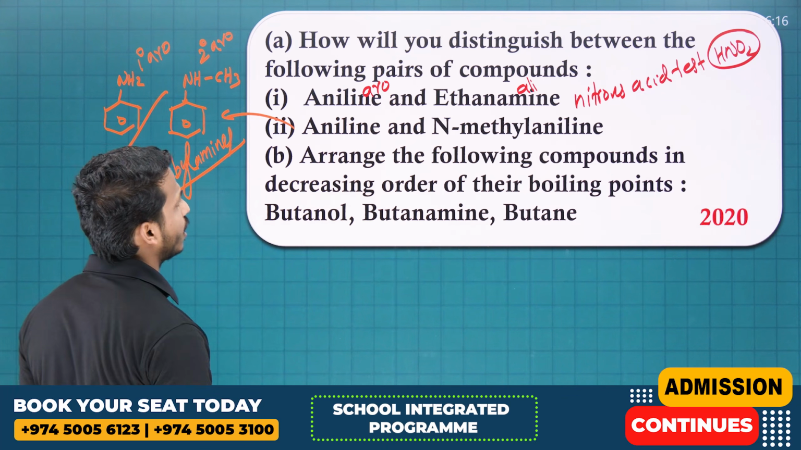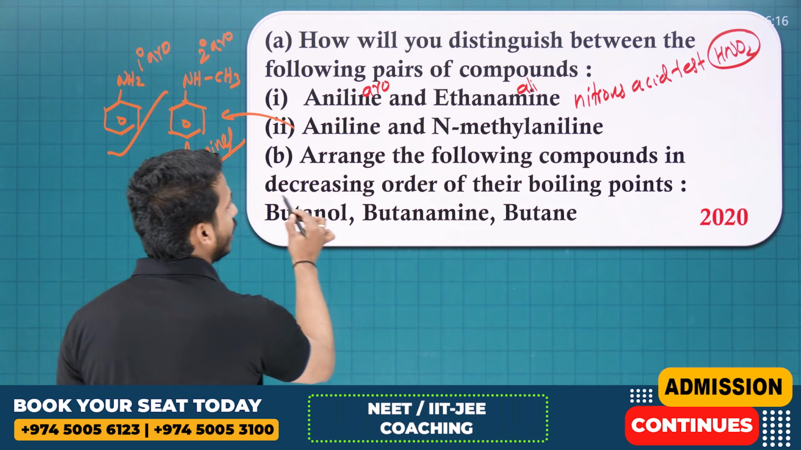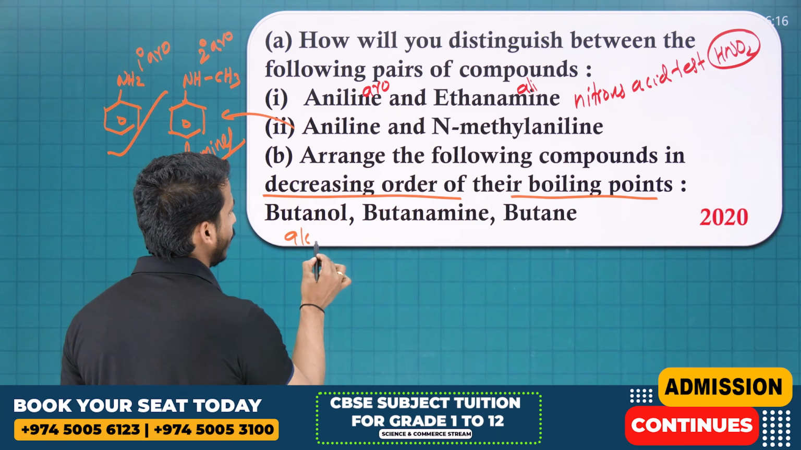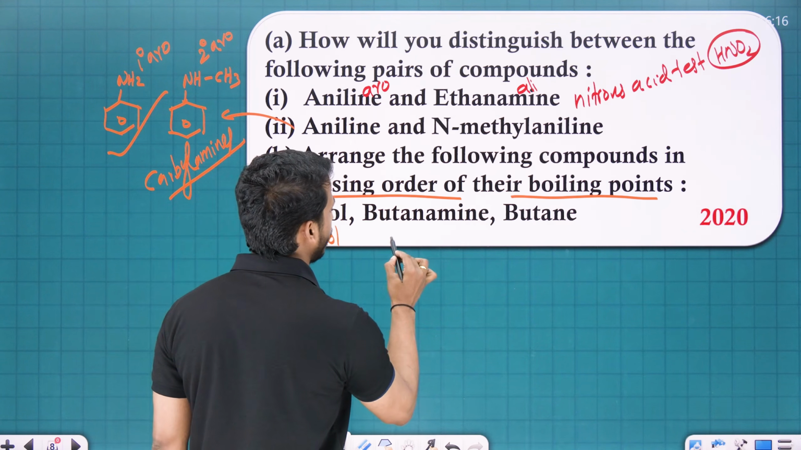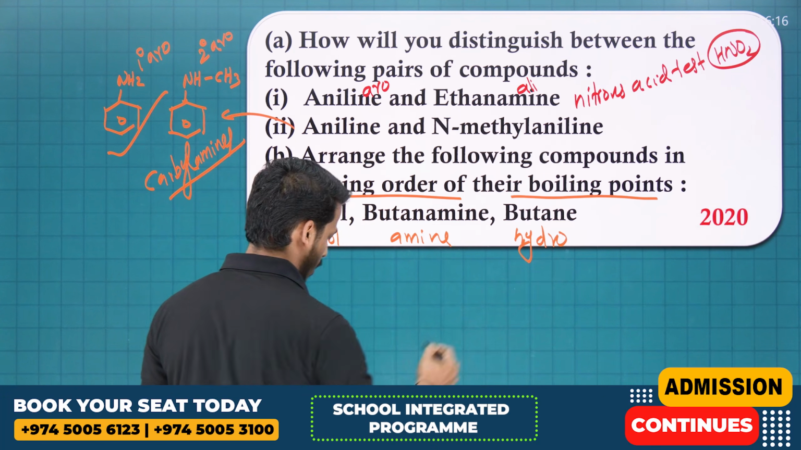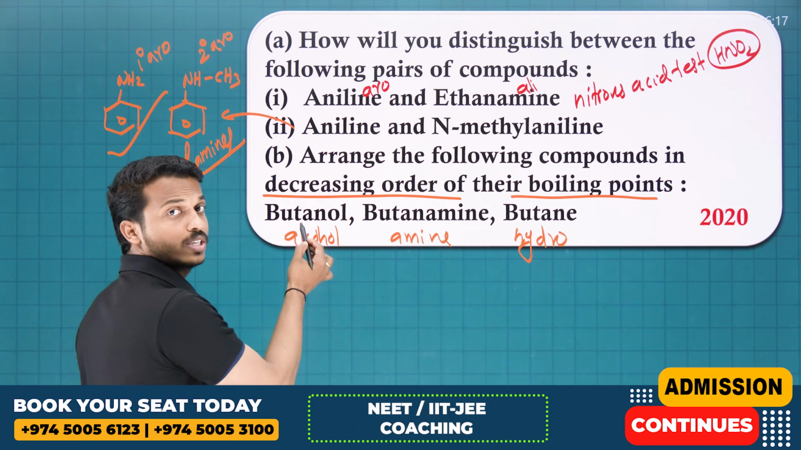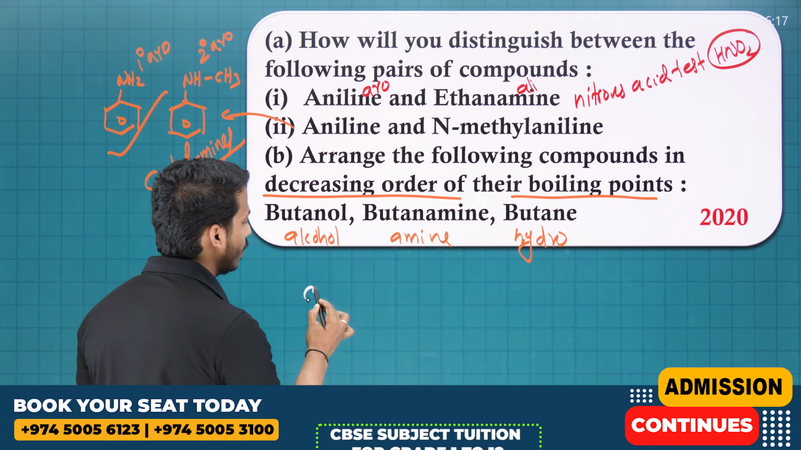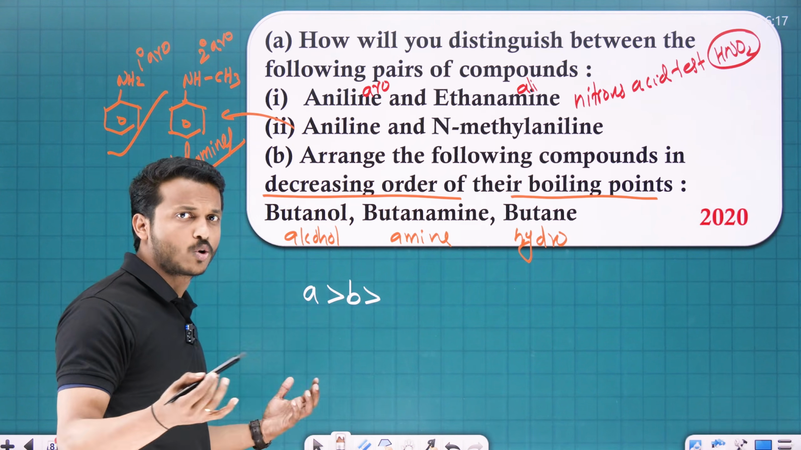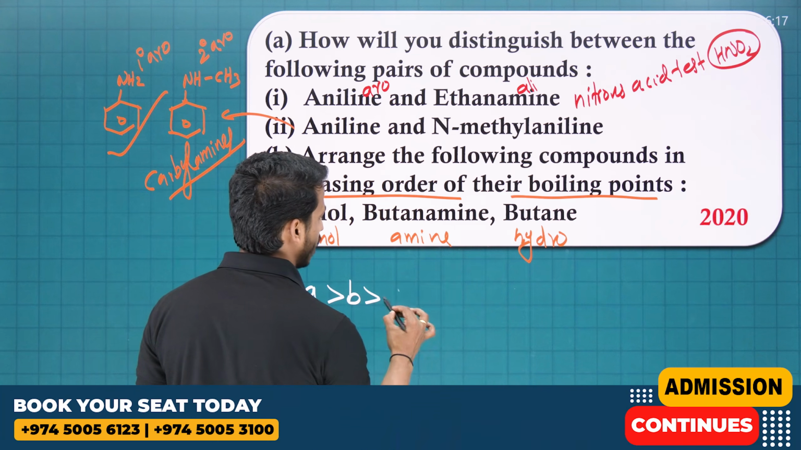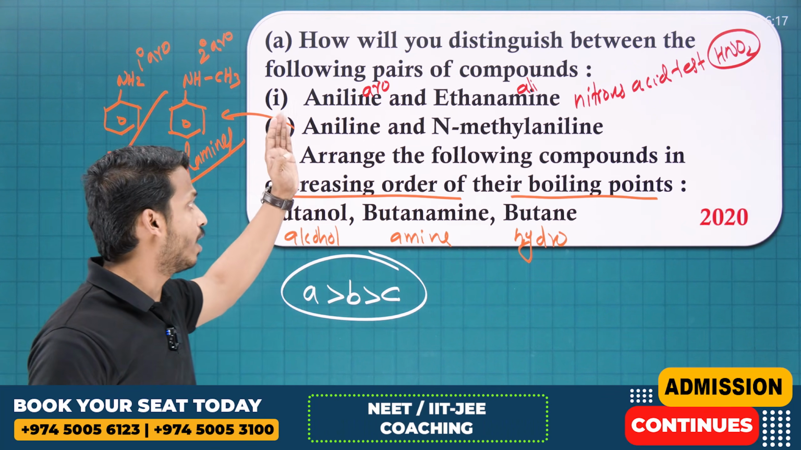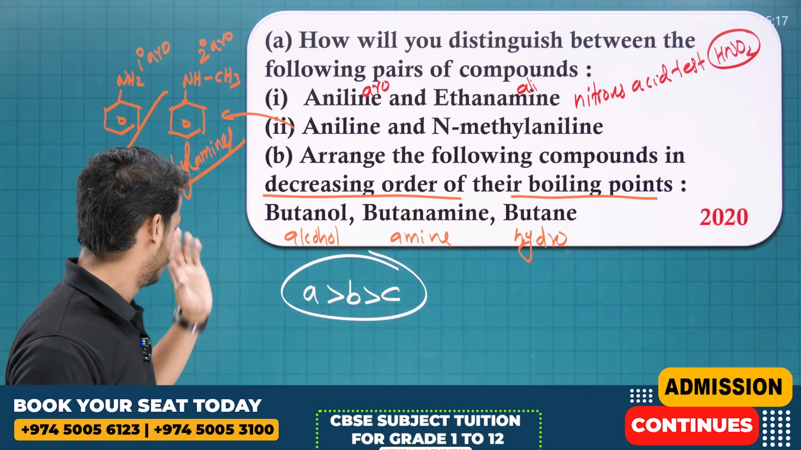Next one, second question. Arrange the following compounds in decreasing order of their boiling point. Butanol is an alcohol, then butanamine is an amine, and butane is a hydrocarbon. We just discussed that alcohols have greater boiling point. So let me write it A, then amine, and the least one is the hydrocarbon, which has no electronegative element. We get A, B, C in decreasing order: alcohol has the highest boiling point, then amine, then only hydrocarbon comes.